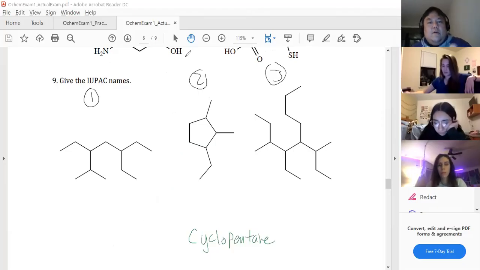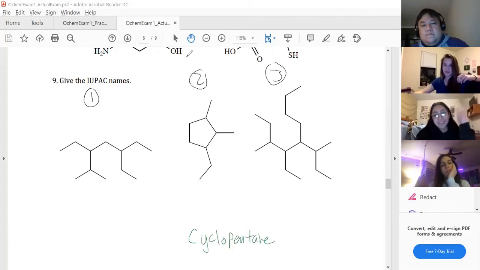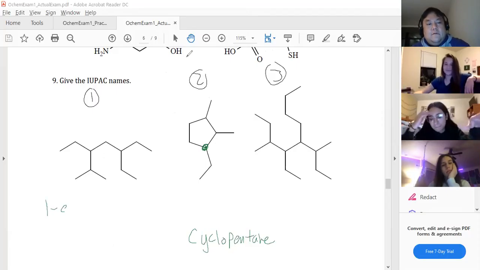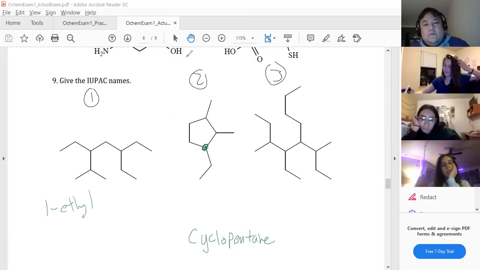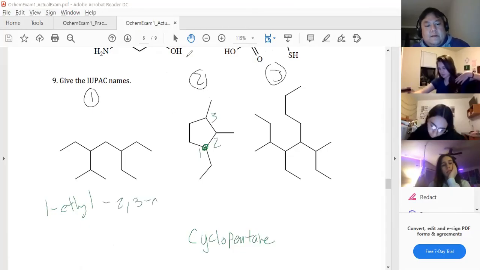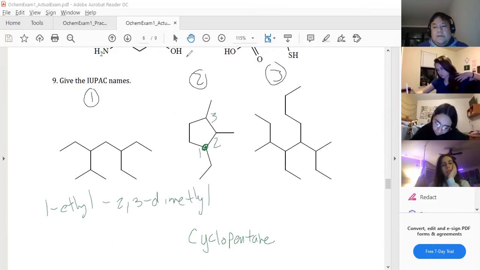Okay, so now which carbon is my number 1? Does it matter? Is it the first, like the little peak? I would make this one my number 1. So I would say 1 ethyl, 2, 3, 2, 3 dimethyl. Like that.